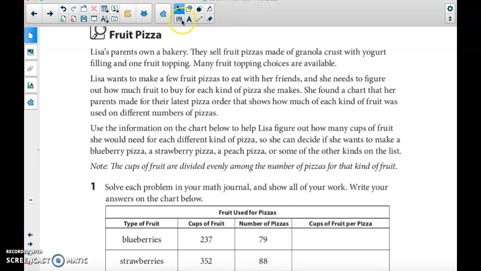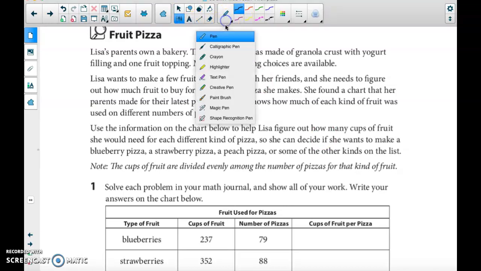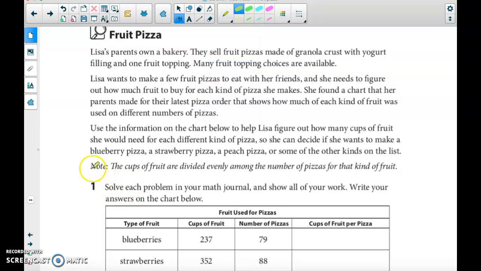This is what is important here. Where's my highlighter? There we go. The cups of fruit are divided evenly among the number of pizzas for that kind of fruit. That means, guys, you cannot have a remainder. You have to use all of the fruit. There cannot be any left over.